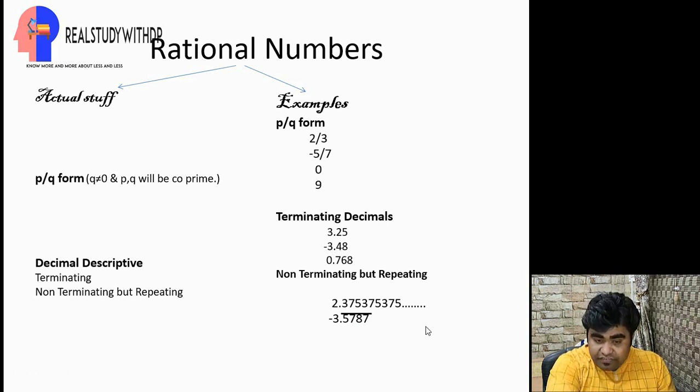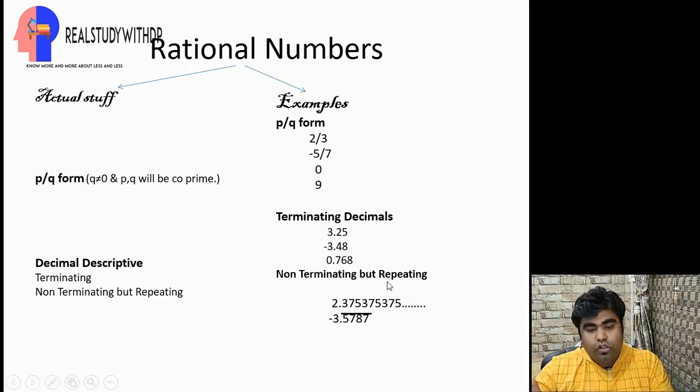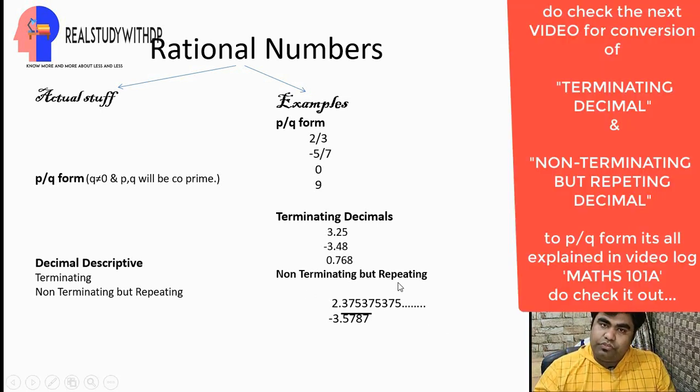This means that negative 3.5787, 5787, 5787. I'll keep saying this, 5787, and it will never end. It will go on. So instead of writing it 4 or 5 times, we simply write it one time and put a bar over it, just like this that we have done.